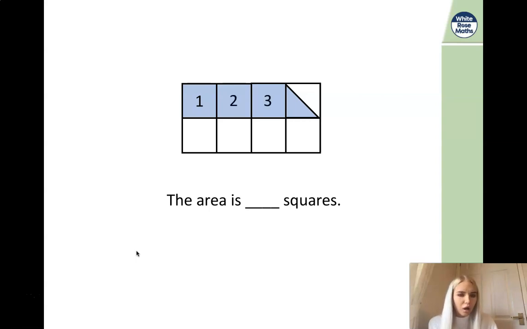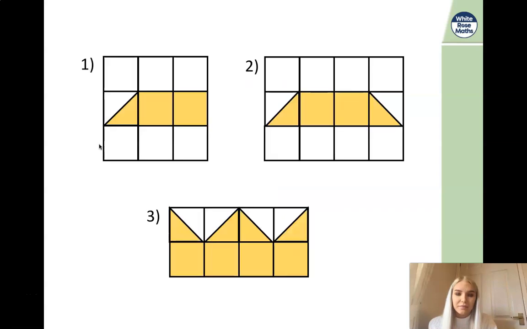So I've got 3 whole squares, but what is this here? That's right, using our knowledge from earlier on in the lesson, it's half a square. So we can see we have got 3 whole squares and 1 half. So the area is 3 and a half squares.